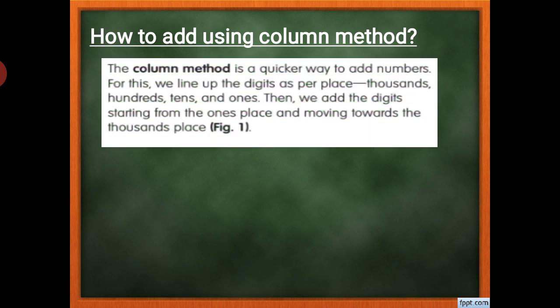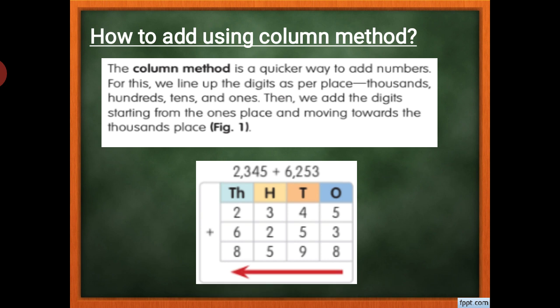Now how we can add the numbers using column method? Let's see now. Column method, if we compare it to the expanded form method, is obviously a quicker way to add the numbers, because we just line up all the numbers according to the thousands, hundreds, tens and ones, and then we just add. Like this example here. First we have arranged the numbers like this according to the places, like ones below ones, tens below tens, hundreds below hundreds, and thousands below thousands. Then starting from the ones, we just add up the digits. First we will add the ones digit, then tens, then hundreds, and then thousands.